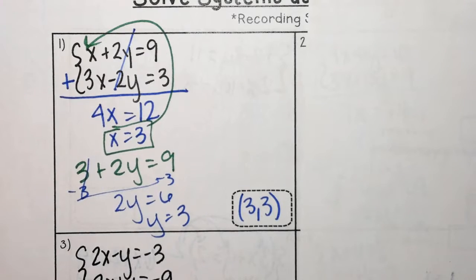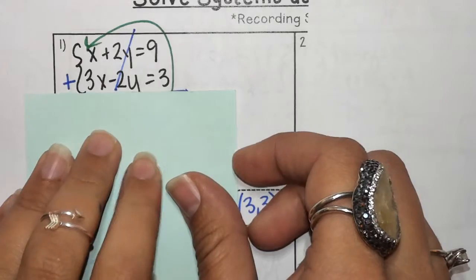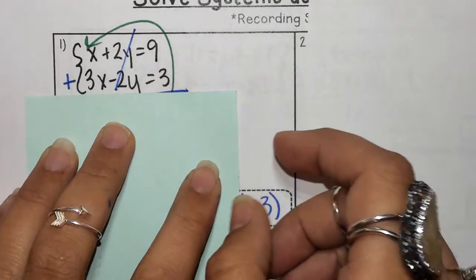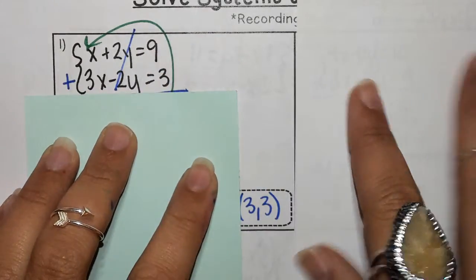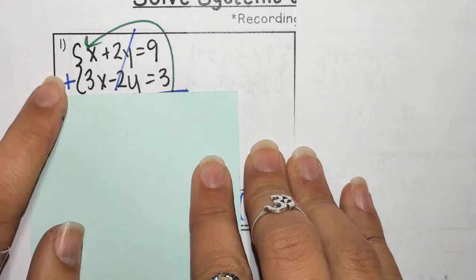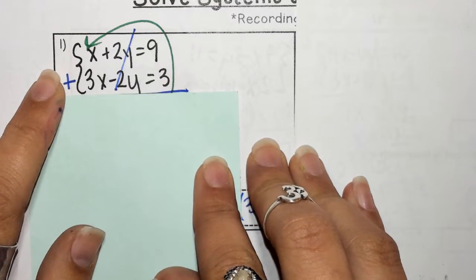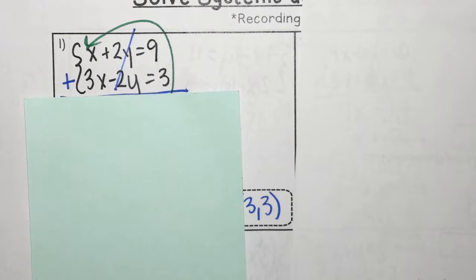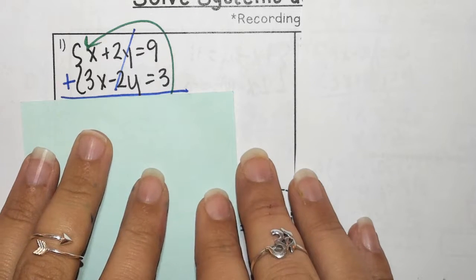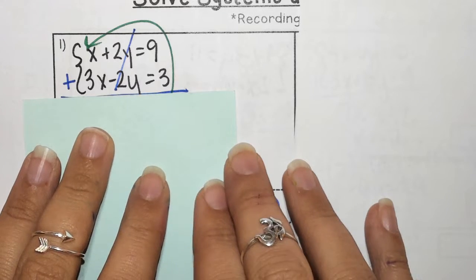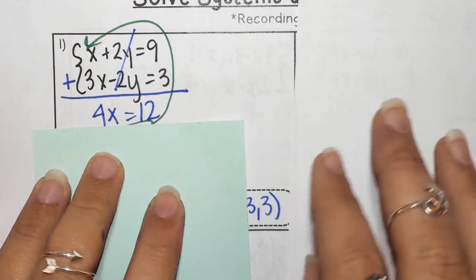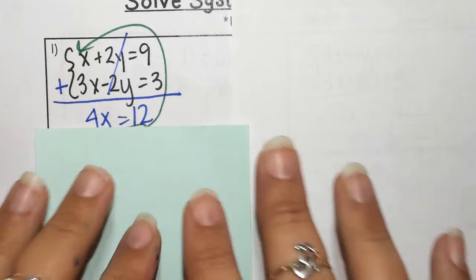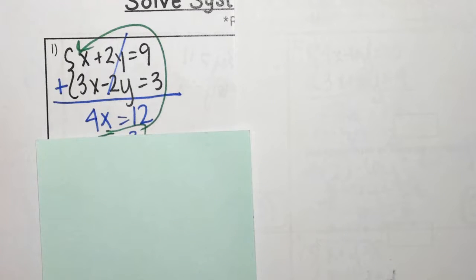Okay, so the first thing I did was I looked and I saw that my y's have the same coefficient, but they have opposite signs, so I was going to add. Okay? So if you need to correct it, get out a marker or a separate piece of paper, so that we can make sure we're fixing stuff. Alright, so we added straight down, and I got 4x equals 12. Does everybody see how I got that?